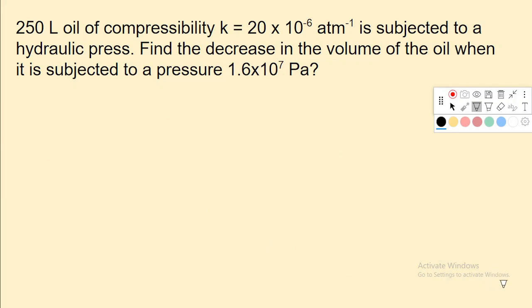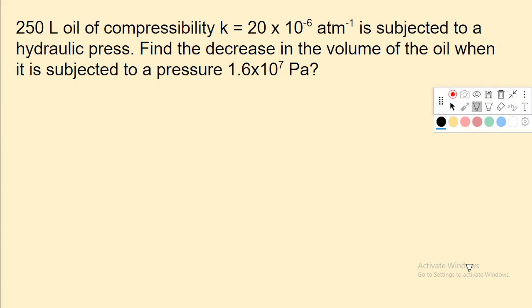And also the next one: 250 liter of oil of compressibility K, that is equal to 20 into 10 raised to negative 6 per atmosphere, is subjected to a hydraulic press. Find the increase in the volume of the oil when it is subjected to a pressure of 1.6 into 10 raised to 7 Pascal.